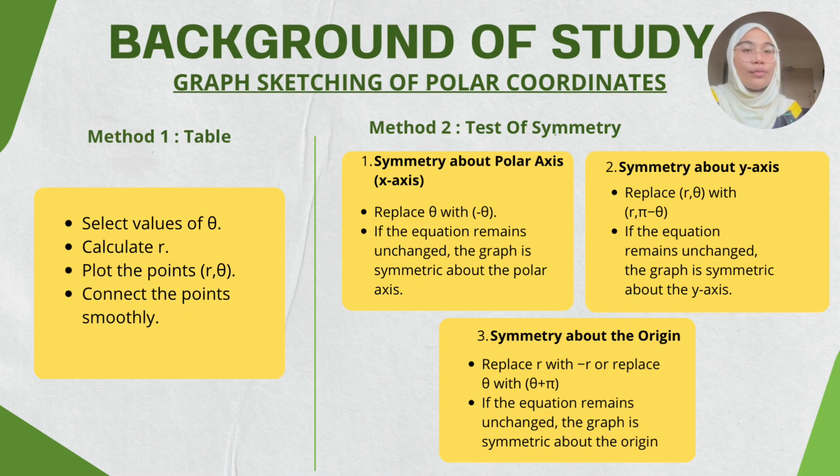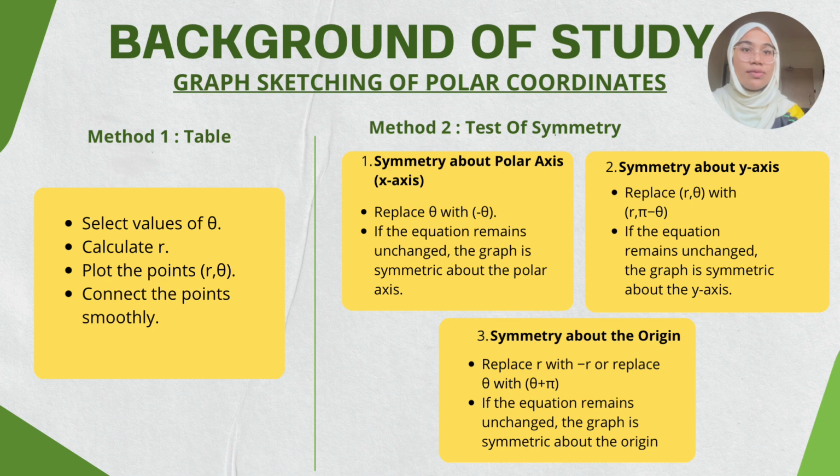Next, I'm going to explain graph sketching of polar coordinates. We have 2 methods in this course: the first method is using a table, and the second method is test of symmetry. For the first method, we select values of theta, calculate r, plot the points (r, theta), and connect the points. The second method is where we need to test for symmetry first.